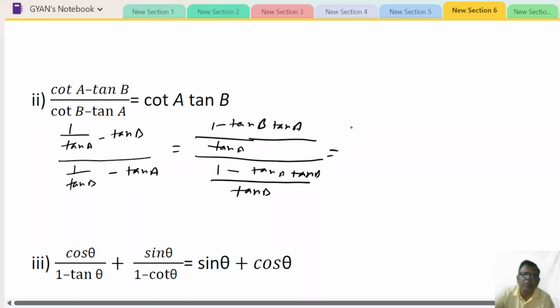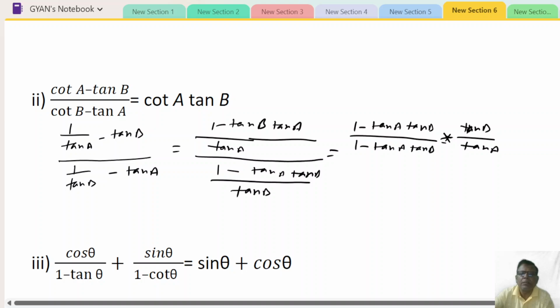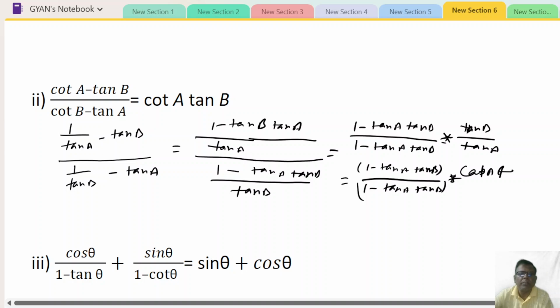So now you can write 1 minus tan A tan B here, and here also 1 minus tan A tan B, is equal to tan A multiplied by tan B divided by tan A. So now it is 1 minus tan A tan B divided by 1 minus tan A tan B, into cot A and tan B. So if you cancel it, it will be RHS.